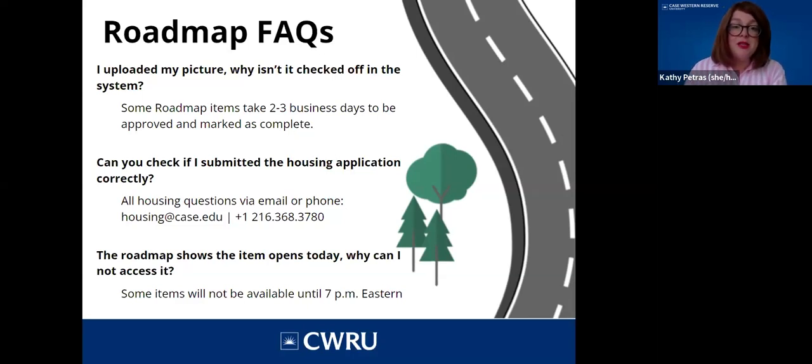And then, as I mentioned, roadmap shows that an item opens today. Why can I not access it? Some of our items will not be available until 7 p.m. Eastern. If there are items that aren't opening then, you'll see that in your newsletter when an item opens at a specific time.